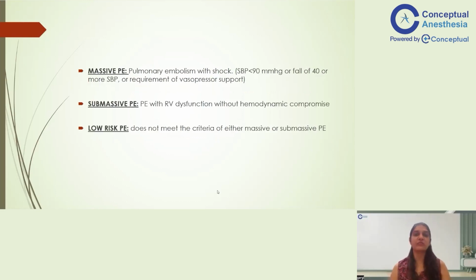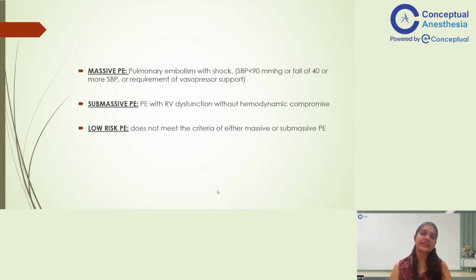Now there are types of pulmonary embolism. One could be a massive pulmonary embolism, in which pulmonary embolism is associated with hemodynamic compromise, in which the systolic blood pressure is less than 90 millimeters of mercury, or there is an abrupt fall of systolic blood pressure by 40 millimeters of mercury, or the patient is on vasopressor support. So any patient who is hemodynamically unstable with a pulmonary embolism is called a massive pulmonary embolism.